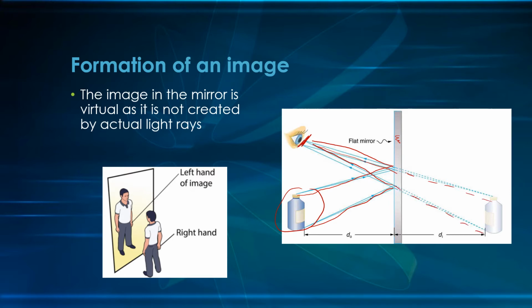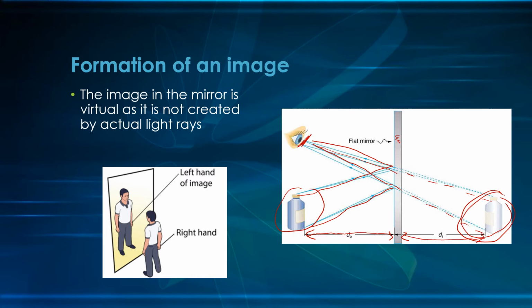And that virtual image is the same distance behind the mirror as the real image is in front of the mirror. So the mirror image is always the same distance behind the mirror as the real image was in front of the mirror. This is a virtual image. It's a virtual image because it's not been created by real light rays shining on the location. There are no light rays shining here, so this is not a real image. It's a virtual image.